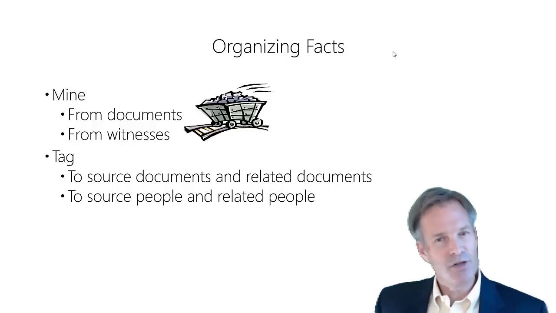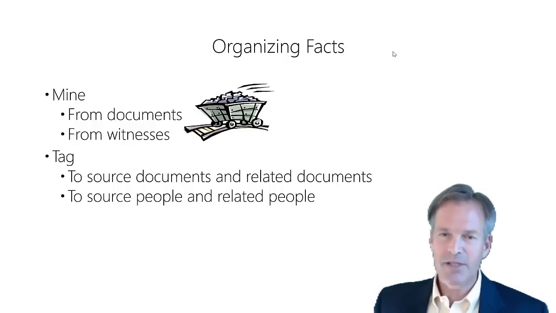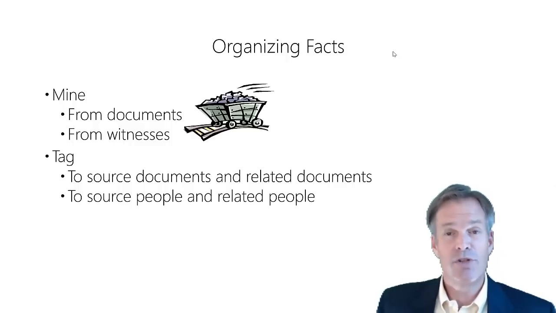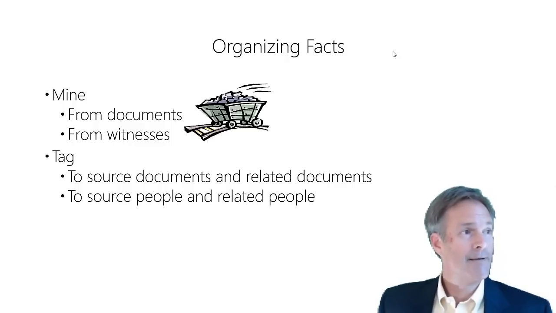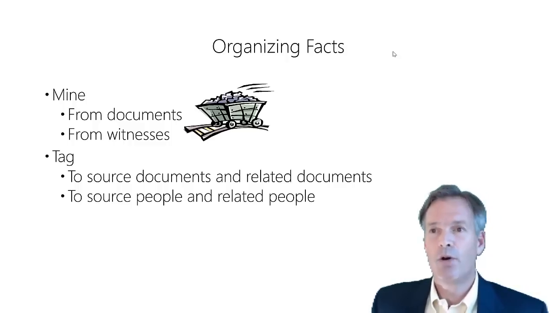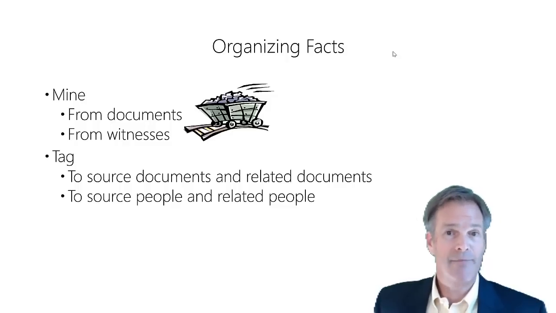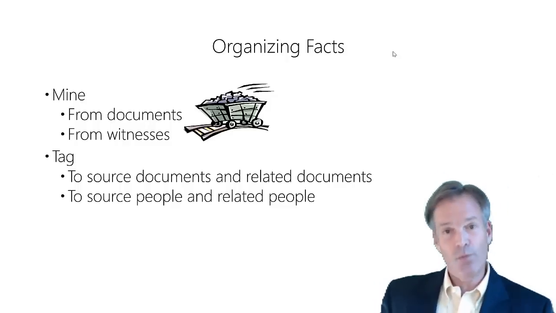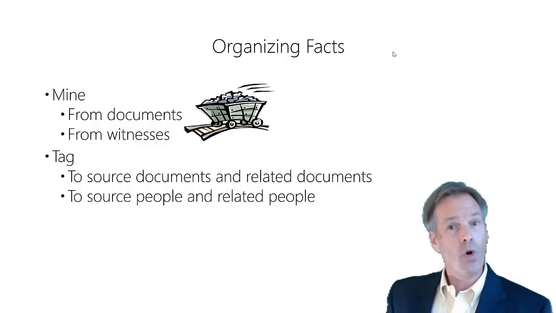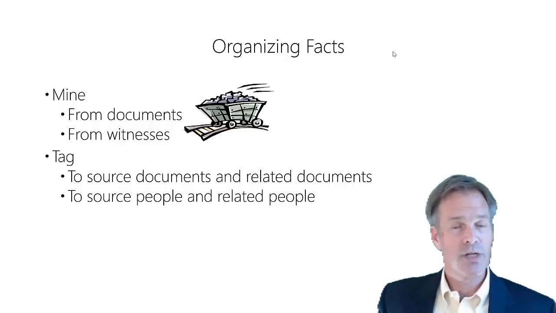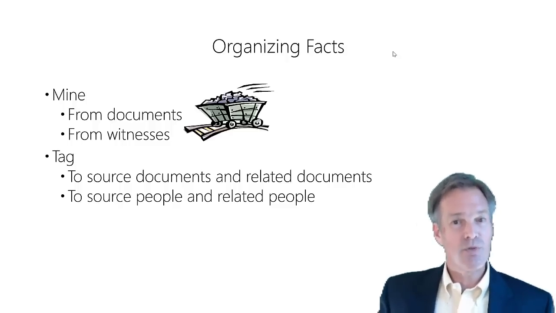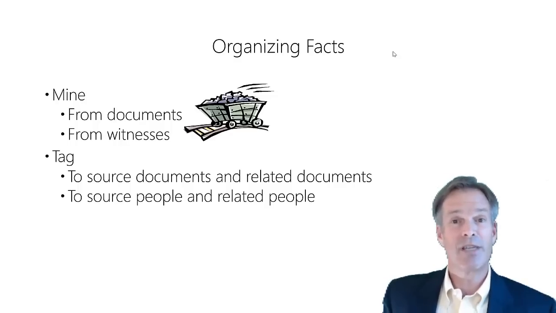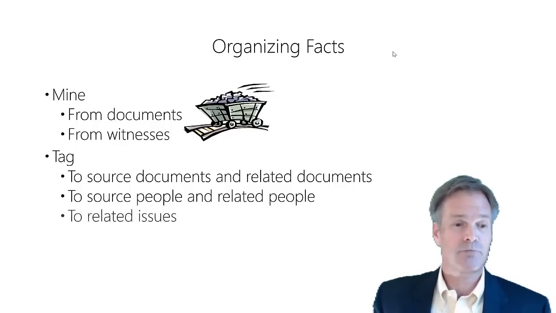Now you'll see later that when it comes time to filter, if you're, for example, getting ready for a deposition of Joan Jones or Jane Smith, or getting ready to do a witness outline, you're going to want to see all of the facts that just relate to those witnesses, in which those witnesses are tagged or for which they are the source. If you tag them as you go, it'll be easier later on to filter out and see just those facts.